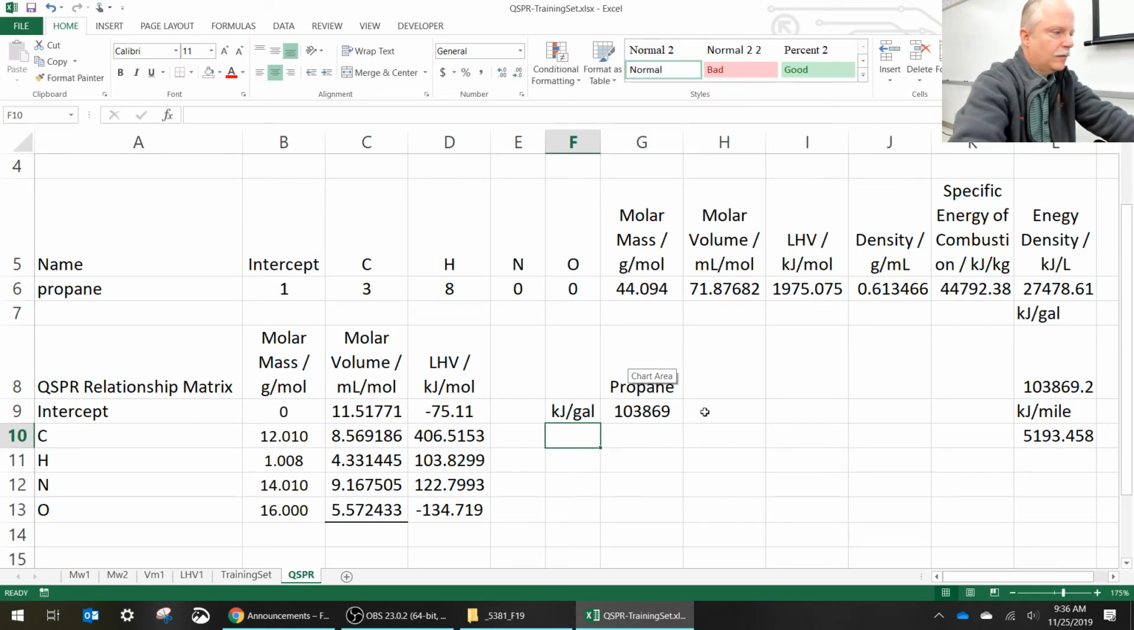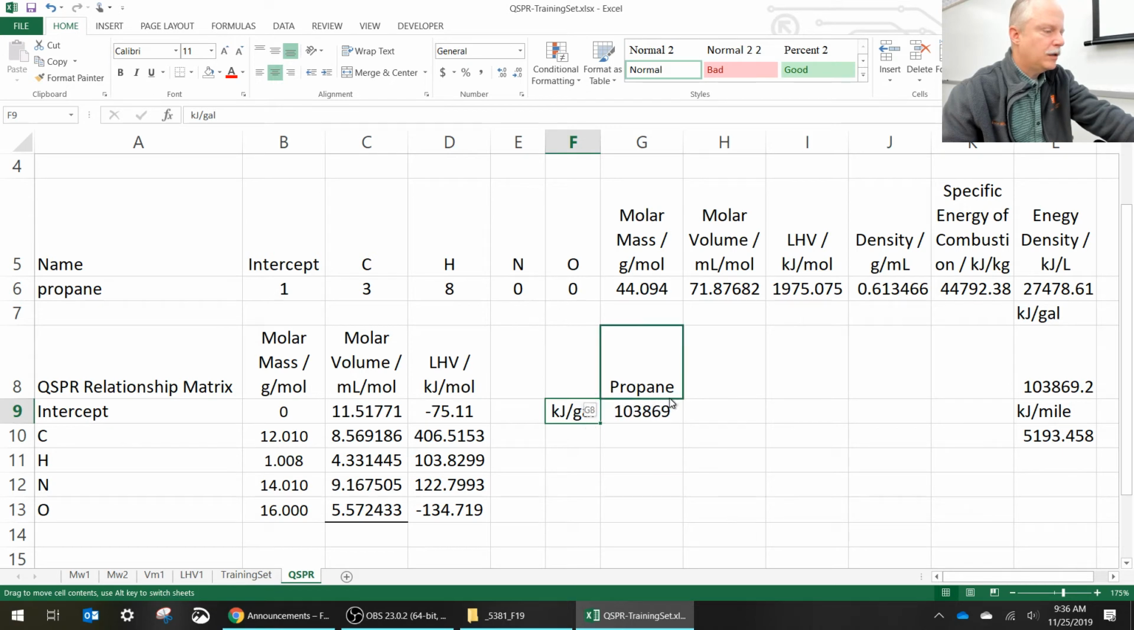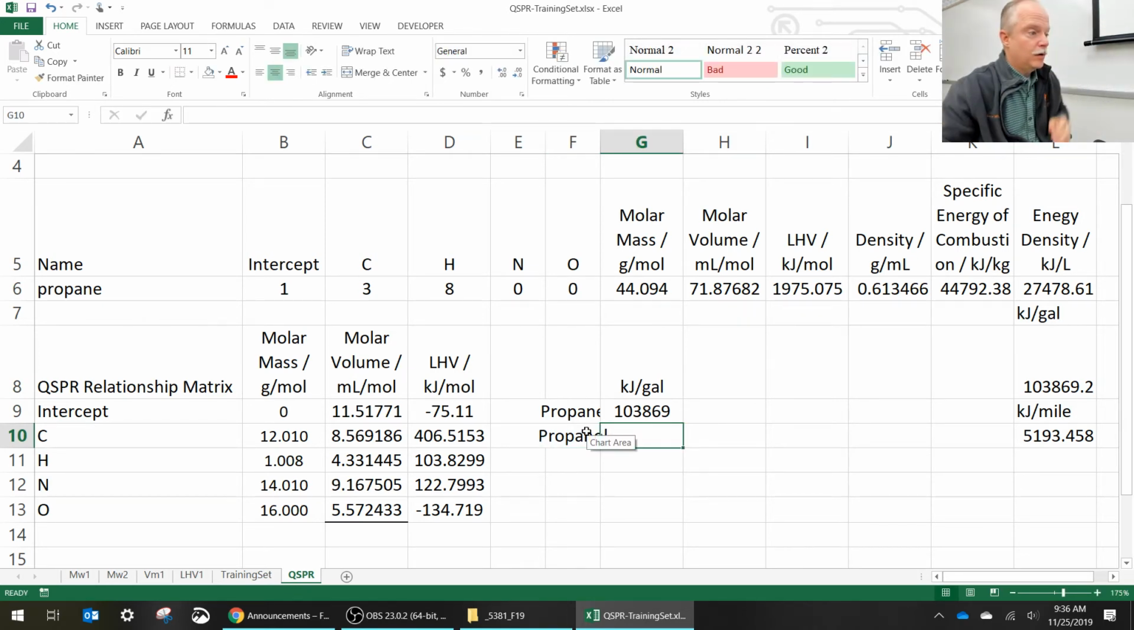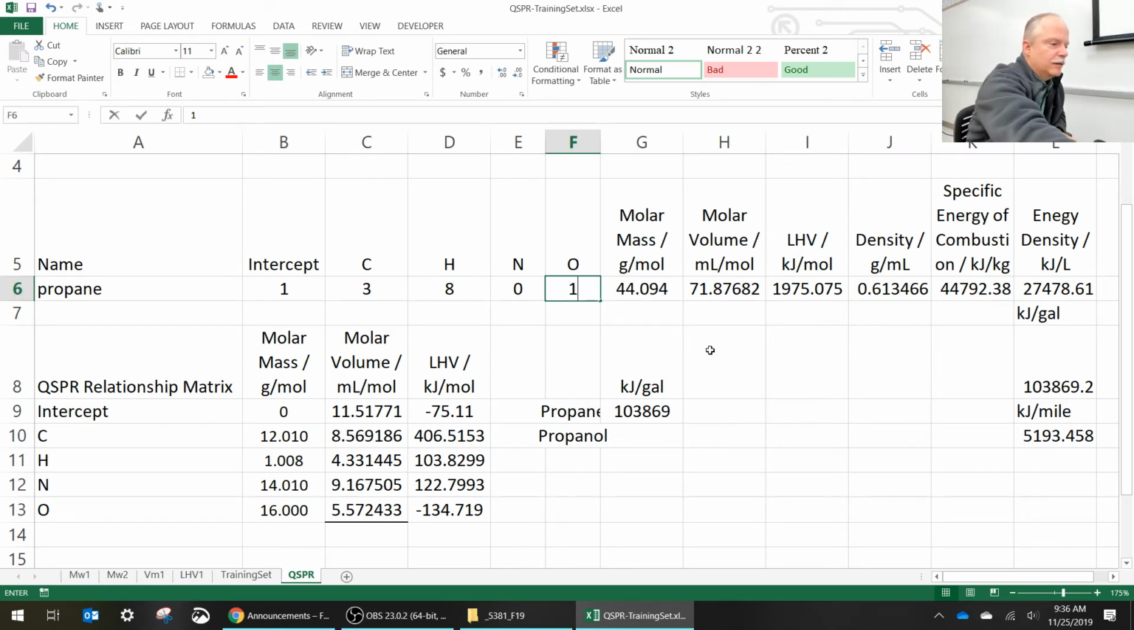103.869. Okay. Let me rearrange these numbers. Sorry for fiddling around with the cells. Okay, like that. So I've got propane there, and let's do propanol. Keep the number of hydrogens set up, and just add an oxygen.